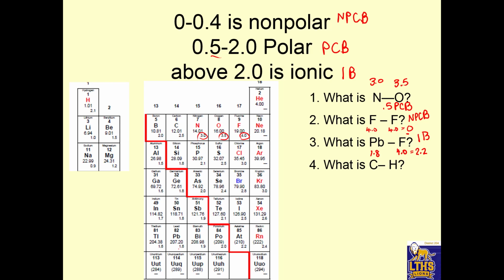So fluorine, because it's bigger, is going to take the electrons away and make an ion. Okay. C and H is 2.5 and 2.1. What's the difference? 0.4 is the difference. So this is going to be a non-polar covalent bond. That means we're going to share the electrons pretty equally.